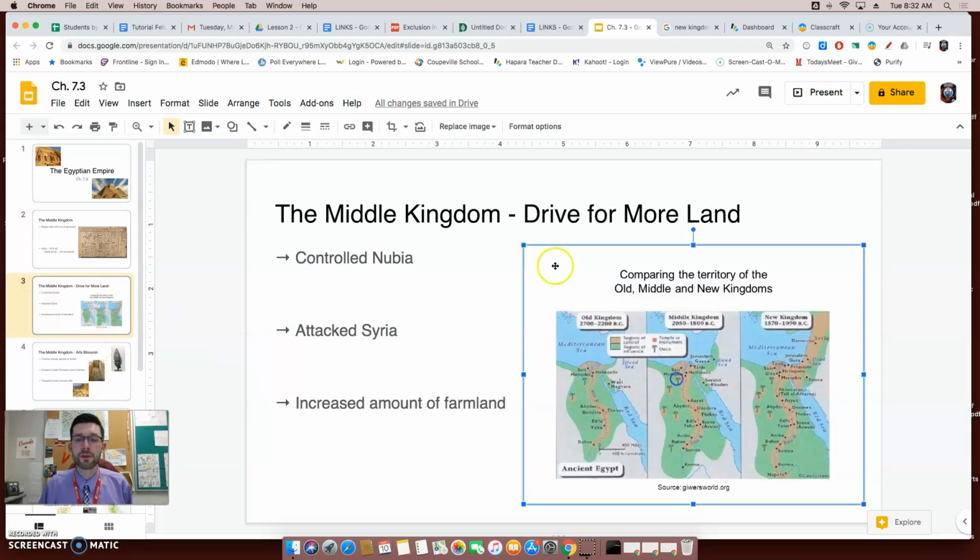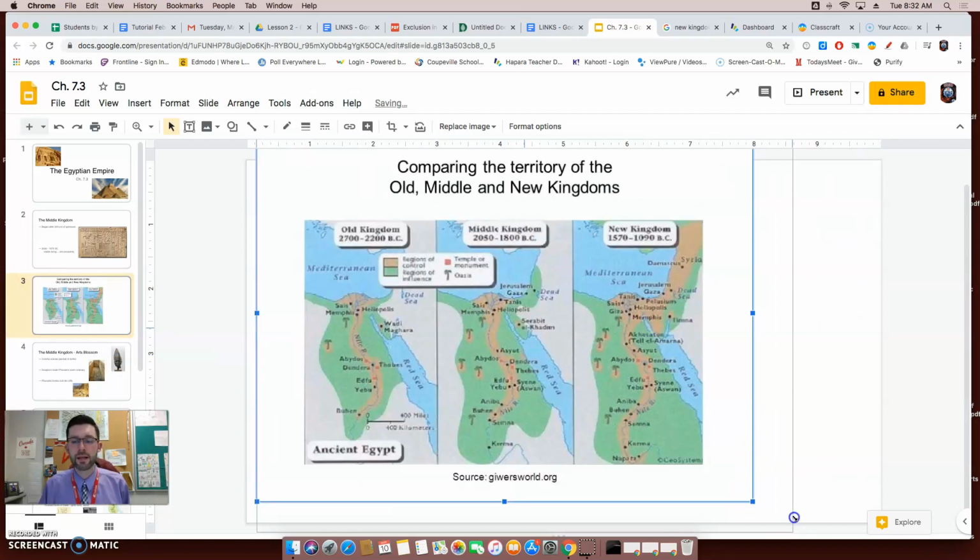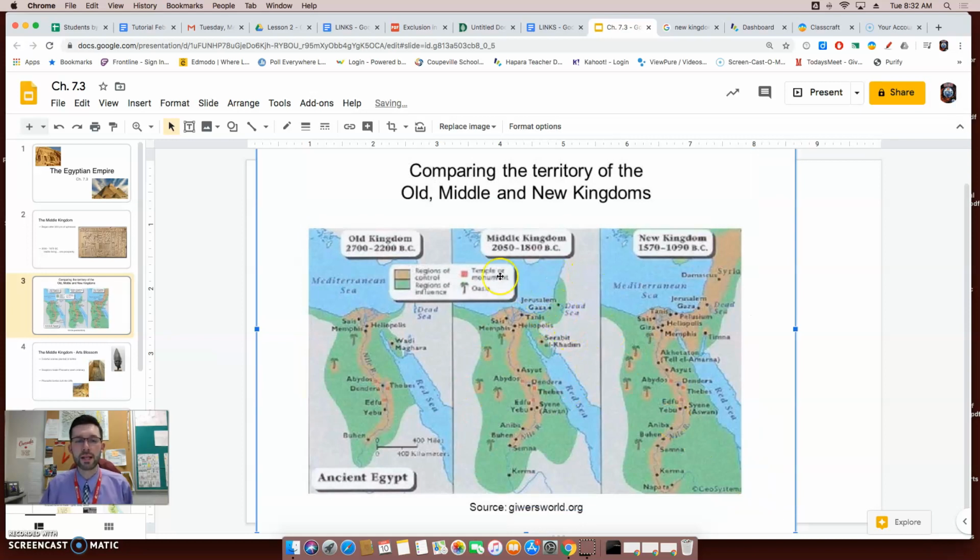Now, I am going to enlarge this map so we can take a look and compare the amount of land they had in the Middle Kingdom to the Old Kingdom. So here's the Old Kingdom. As the key to this map says, the brown area is the area they directly controlled, whereas the green is the area that they had influence on. Maybe they didn't really have full control over it, but they influenced the people who lived there. So as you can see, the amount of influence they had increased dramatically. But the area they controlled also got a little wider during the Middle Kingdom.